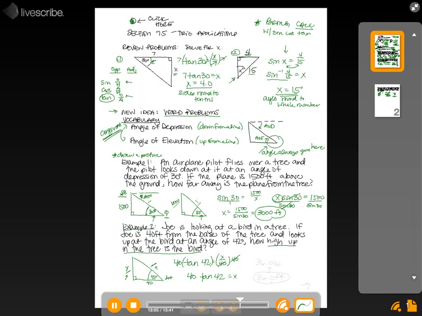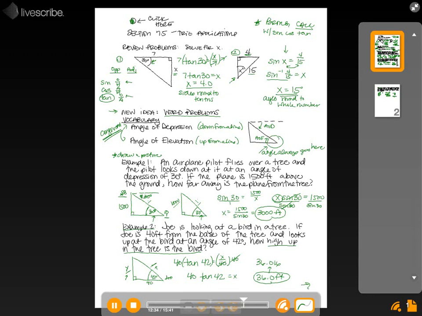Now we are finding the side again, so we need to make sure we round to the tenths place. And if we put 40 tangent 42 in the calculator, we get 36.016. And we rounded to the tenths place. So that just means we are going to get 36.0. And we need to put a label on there. We are talking about feet again. So there's the answer to our problem, 36 feet.